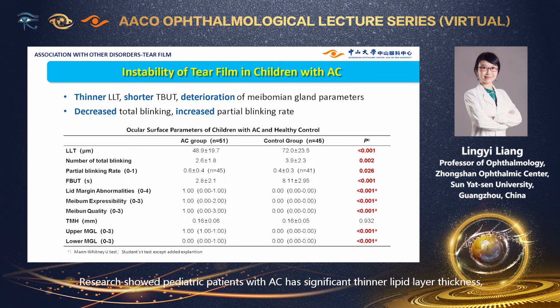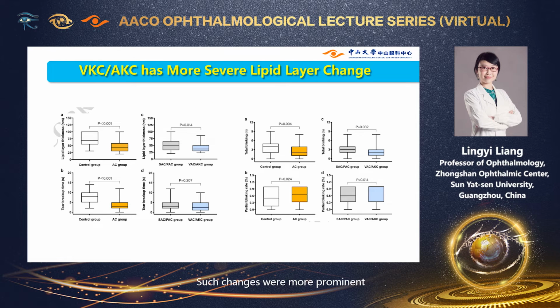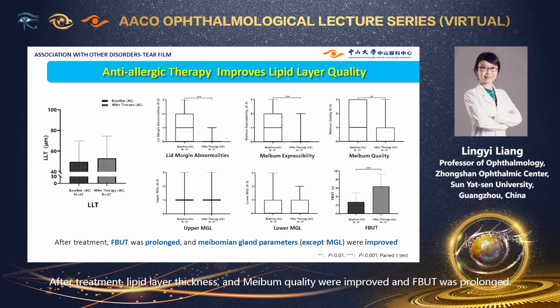Research showed pediatric patients with AC had significantly thinner lipid layer thickness, shorter TBUT, decreased Meibomian secretion and quality, more prominent Meibomian gland loss, and decreased total blinking but increased partial blinking rate. Such changes were more prominent in those with VKC-AKC than SAC-PAC. After treatment, lipid layer thickness and Meibomian quality were improved, and TBUT was prolonged.